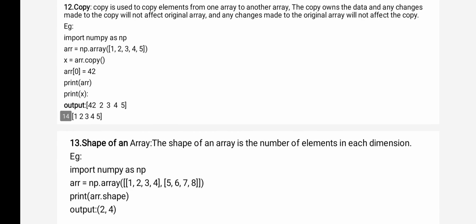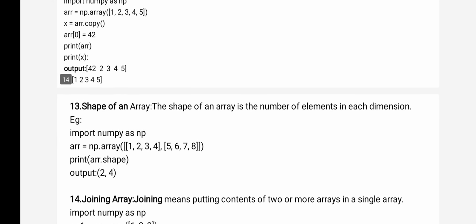Next is copy. The copy function is used to copy elements from one array to another array. When you copy the elements from one array to another array, both are independent. Meaning if you make any changes to the original array, that will not affect the copied array, and if you make any changes to the copied array, that will not affect your original array. Okay, that is copy.